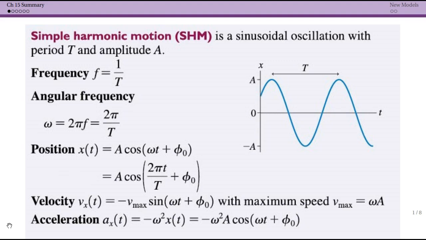To summarize, Chapter 15 has focused on oscillations, and in particular, most of that has been simple harmonic motion, or SHM. That is when you have a sinusoidal oscillation with a fixed period T and amplitude A. So we have talked about other versions where amplitude is changing, but for simple harmonic motion, you must have a fixed amplitude. We can relate frequency f to period, and we also can talk about angular frequency omega.